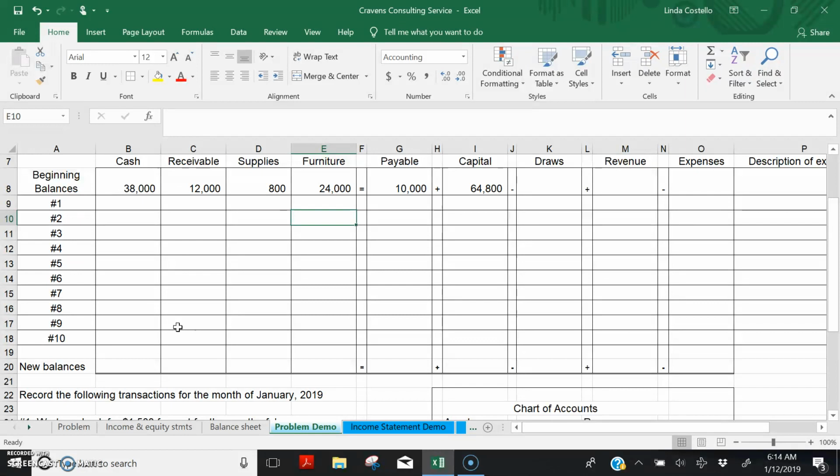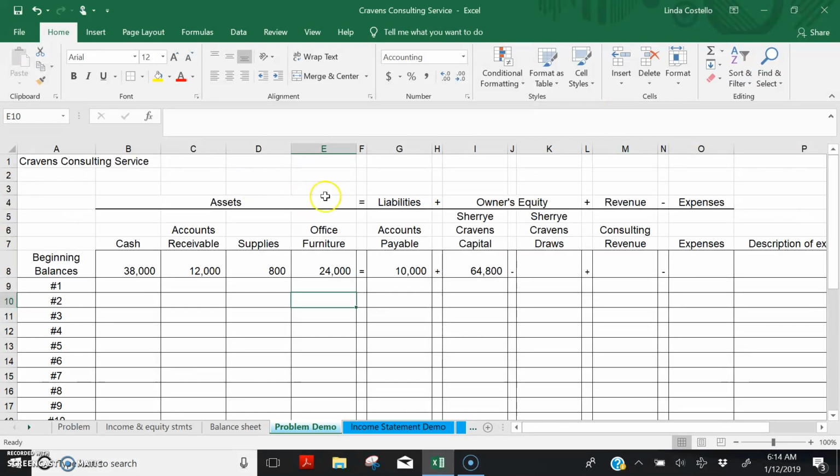One of the primary purposes of this practice session is to understand how business transactions affect the accounts in the accounting equation. So taking a close look at the spreadsheet, can you see the accounting equation? Assets equals liabilities plus owner's equity minus draws plus revenue minus expenses.